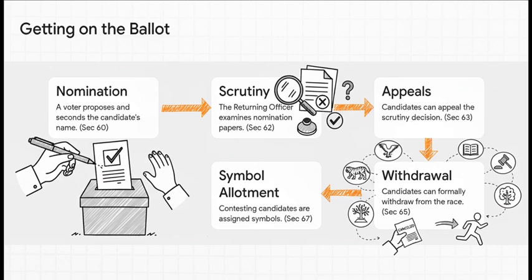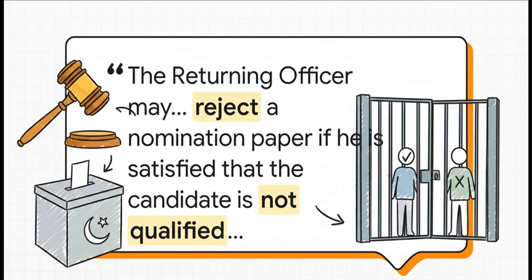You can think of each step as a checkpoint, designed to make sure only qualified people actually make it to the final ballot. And this quote right here from Section 62 really shows you how important that scrutiny phase is. The returning officer has the power to look into things and can straight up reject a nomination if a candidate doesn't meet the qualifications. This isn't just a rubber stamp, it's a real gatekeeping moment in the process.